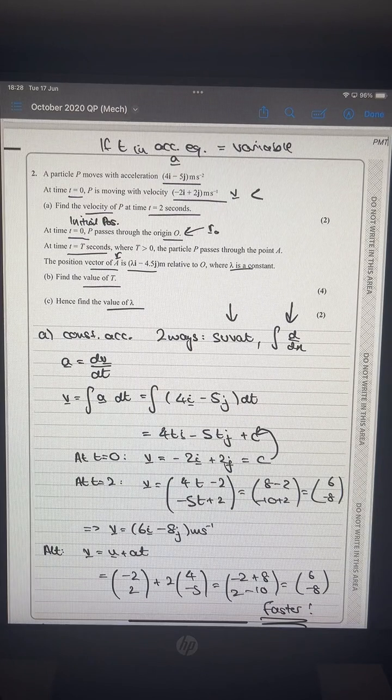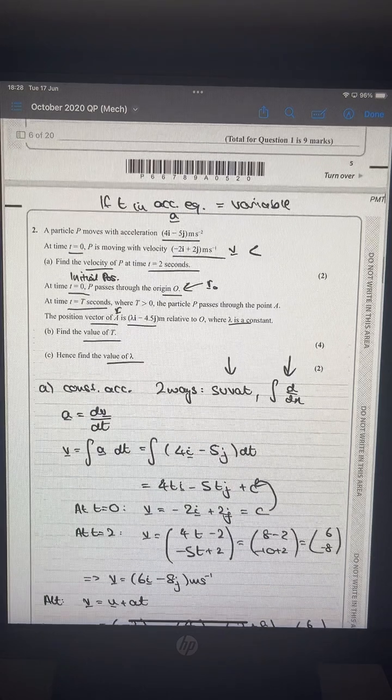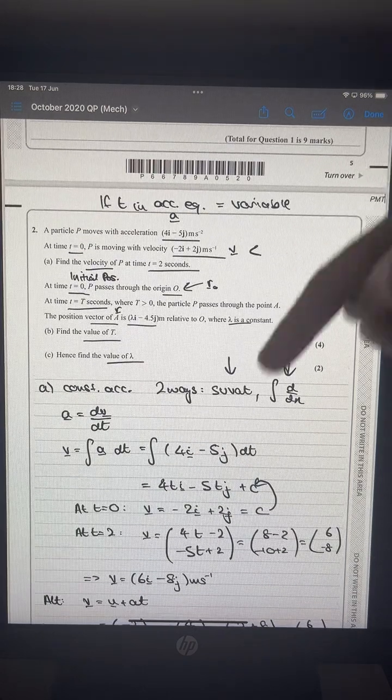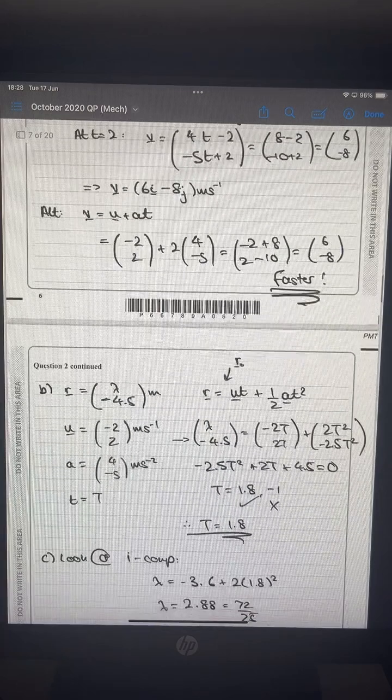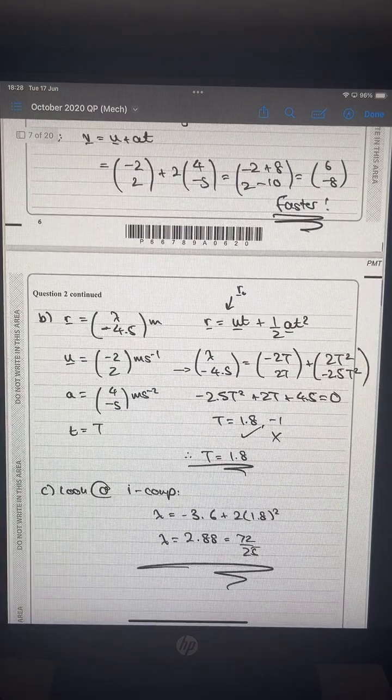All right. So, does this question make sense? You can do either method, but I 100% recommend if there's no variable acceleration, use the SUVAT method. This is much faster. Then just logic it through.